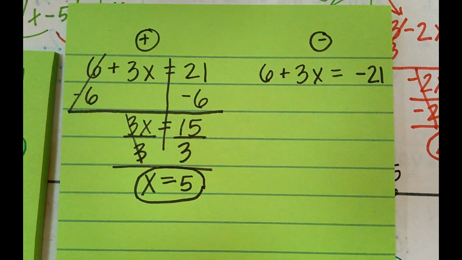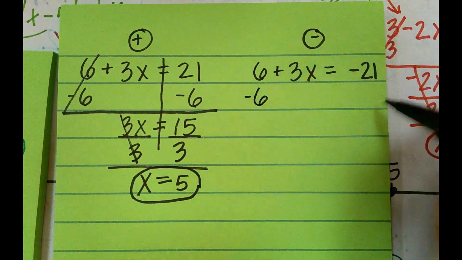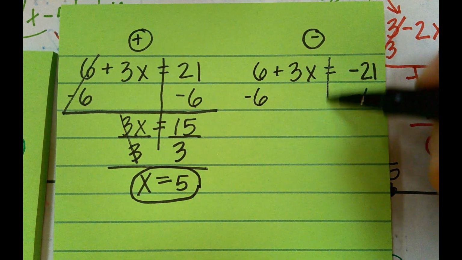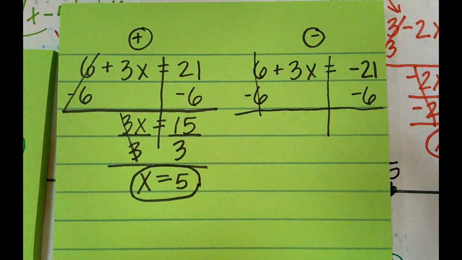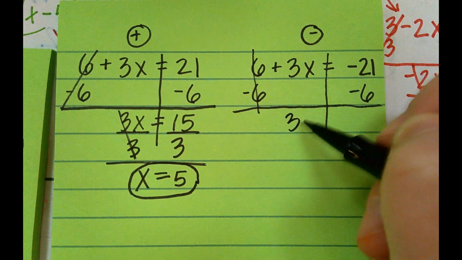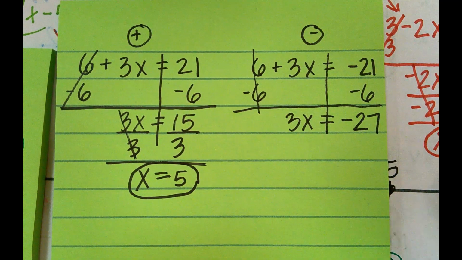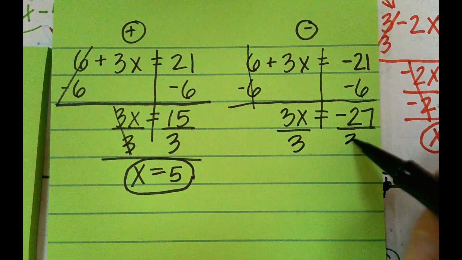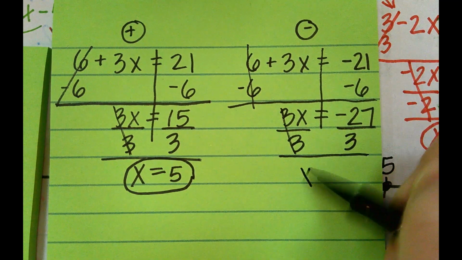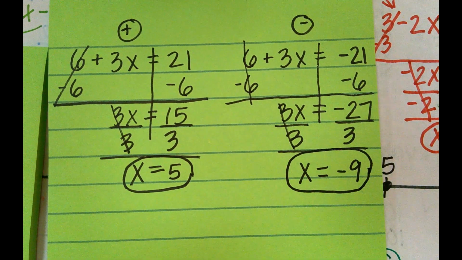What do I do now? Subtract 6. Good. Subtract 6 again on that second equation, both sides. What comes down? 3x equals -27. Good. Divide by 3. And x equals -9. Yes. So we actually didn't get decimals for number 1. X is 5 and x is -9.